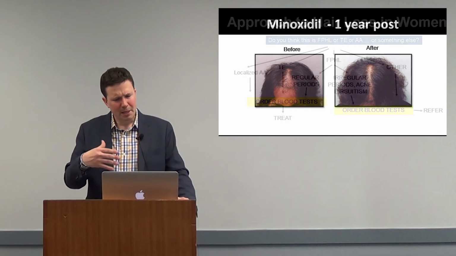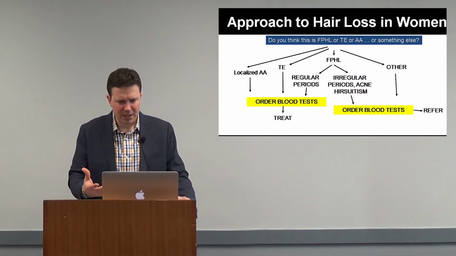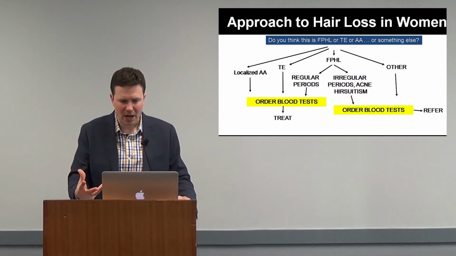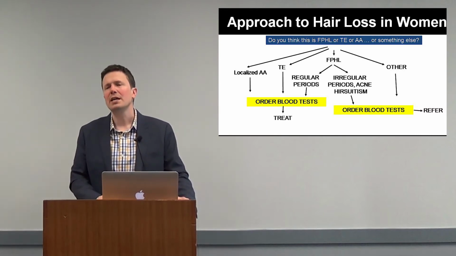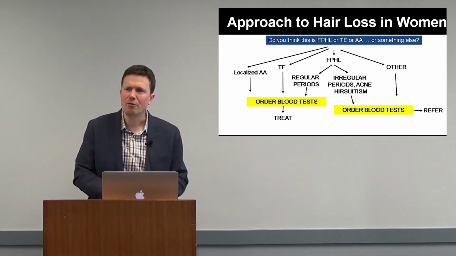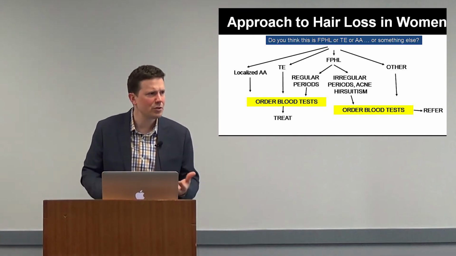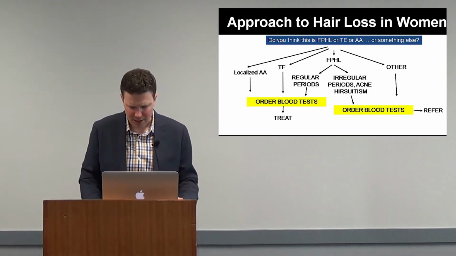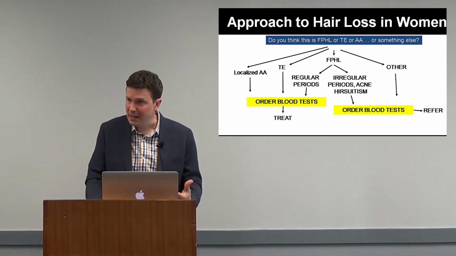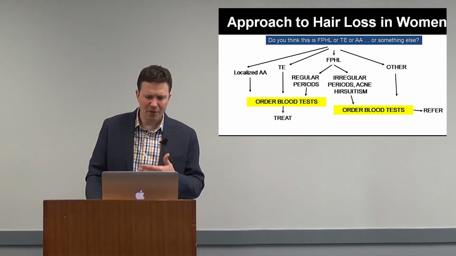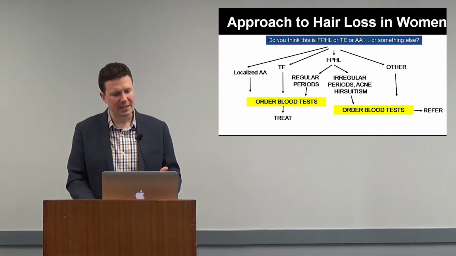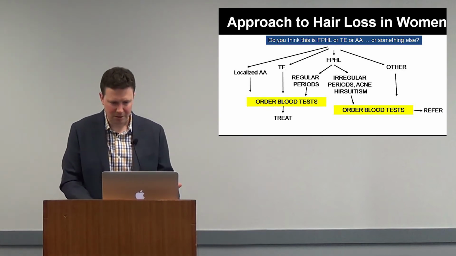And so the approach that we'll take in this patient who presents with what we believe is female pattern hair loss is evaluating a full history. Do they have acne? Do they have regular periods? Do they have hirsutism? Do they have any other health considerations? Ordering blood tests. And if they have regular periods, then we might consider beginning treatment with minoxidil.